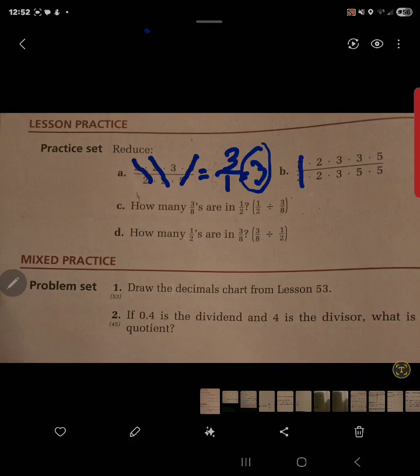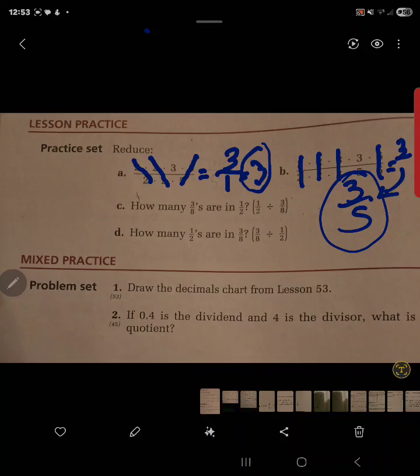2 over 2 equals 1. 2 over 2 equals 1. 3 over 3 equals 1. 5 over 5 equals 1. And what are we left with? We're left with 3 over 5. So we just literally reduced, so let me write it down here, 3 over 5. We really just reduced that fraction, easy peasy, lemon squeezy. All right, so let's go ahead. I'm going to back up. Let's go ahead and do letter C right here.